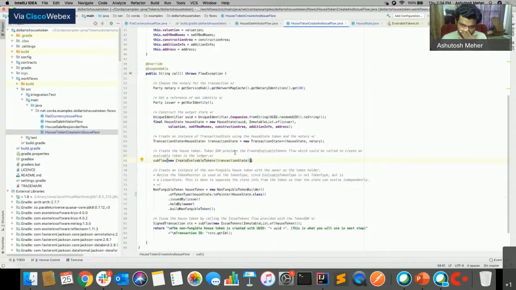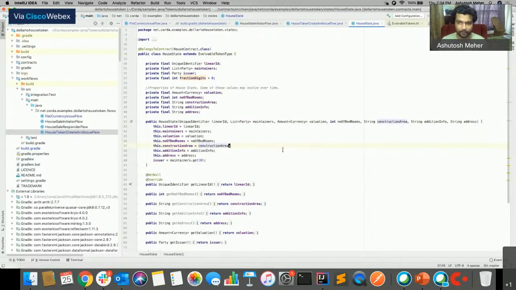All right. So coming back, like I said, the evolvable token is actually a state. Let's just look at how it looks. So here you go. It uses the evolvable token type. I showed you the hierarchy earlier. It's a type of linear state, which is again a type of contract state. So it becomes a contract state, right? So your house state is a contract state.